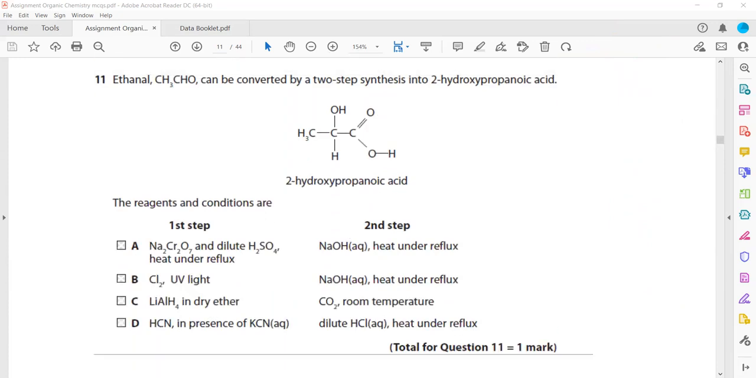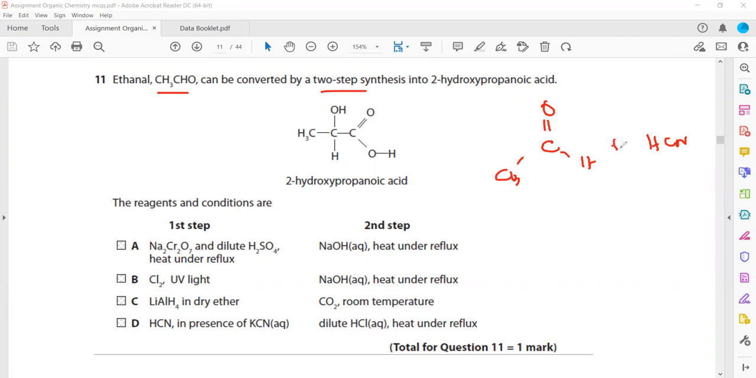Then another question: ethanol can be converted by a two-step synthesis to 2-hydroxypropanoic acid. So how can we convert this ethanol into 2-hydroxypropanoic acid? First we have ethanol, and we have to add a carbon to this. Whenever we want to add a carbon, we have ethanol, C double bonded with OH, and then CH3. So what we do first is react with HCN in the presence of KCN.